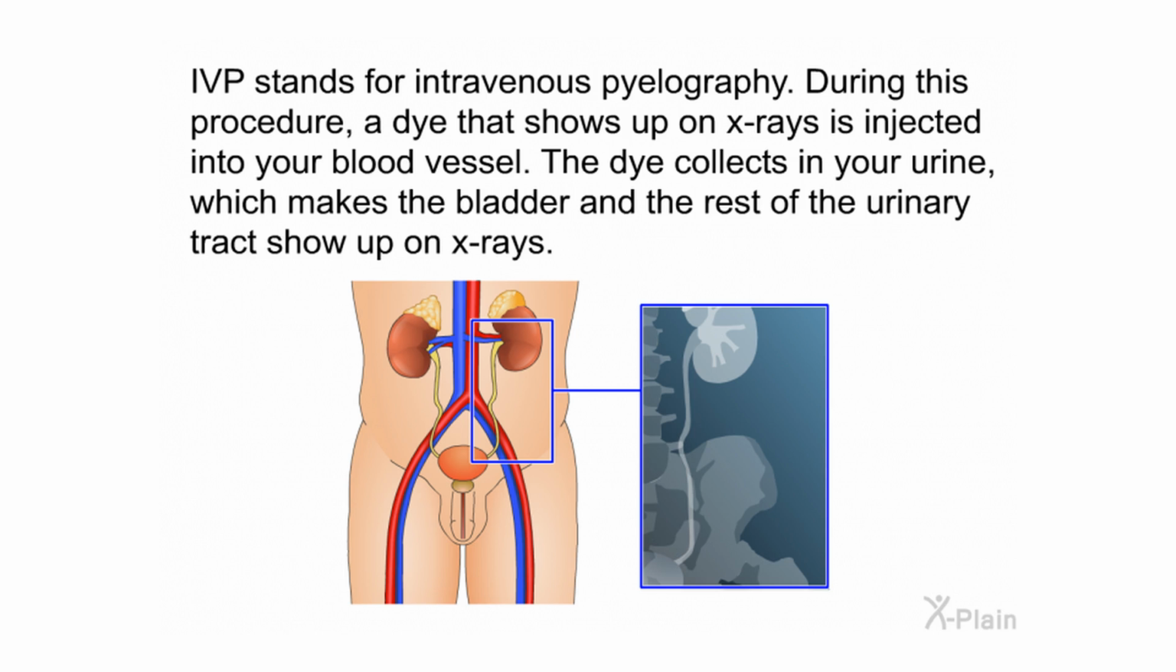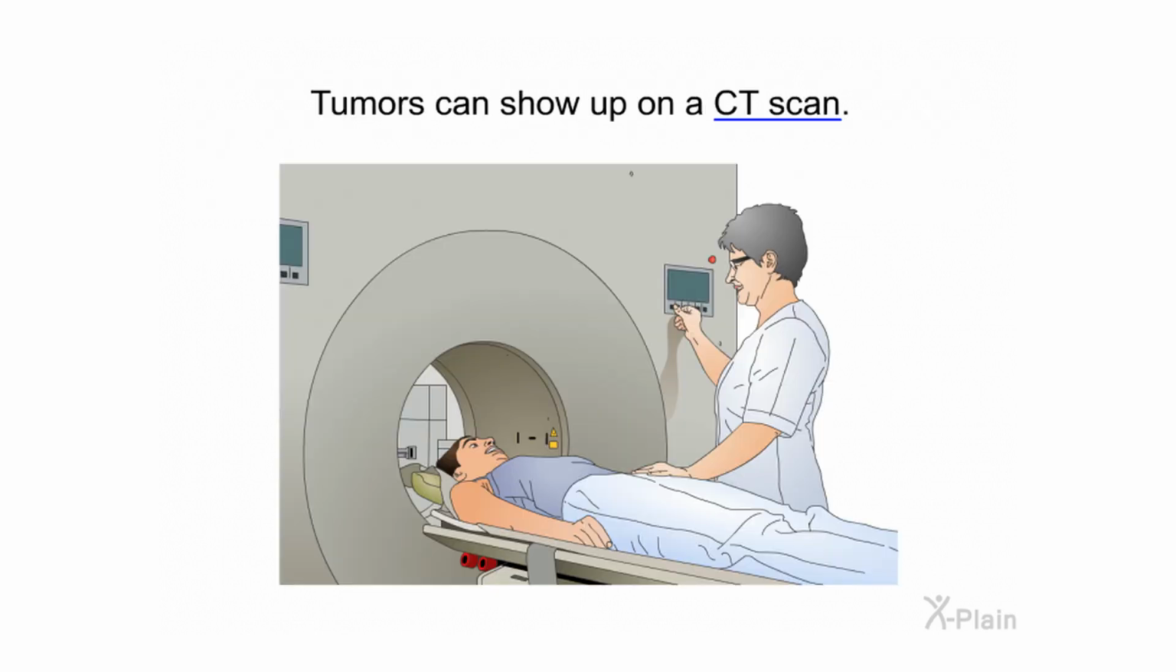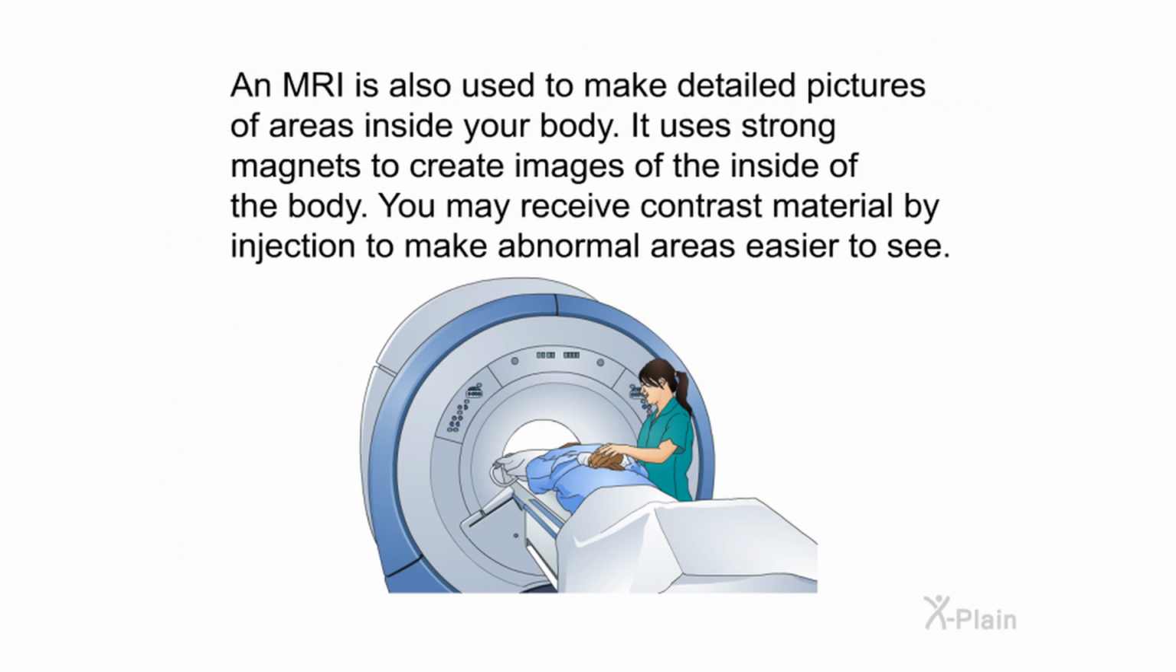IVP stands for intravenous pyelography. During this procedure, a dye that shows up on X-rays is injected into your blood vessel. The dye collects in your urine, which makes the bladder and the rest of the urinary tract show up on X-rays. Tumors can show up on a CT scan. An MRI is also used to make detailed pictures of areas inside your body. It uses strong magnets to create images of the inside of the body. You may receive contrast material by injection to make abnormal areas easier to see.